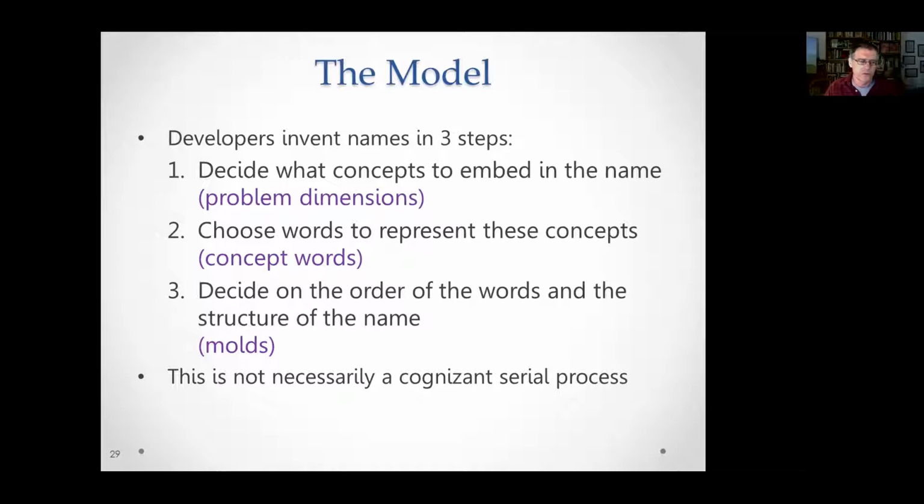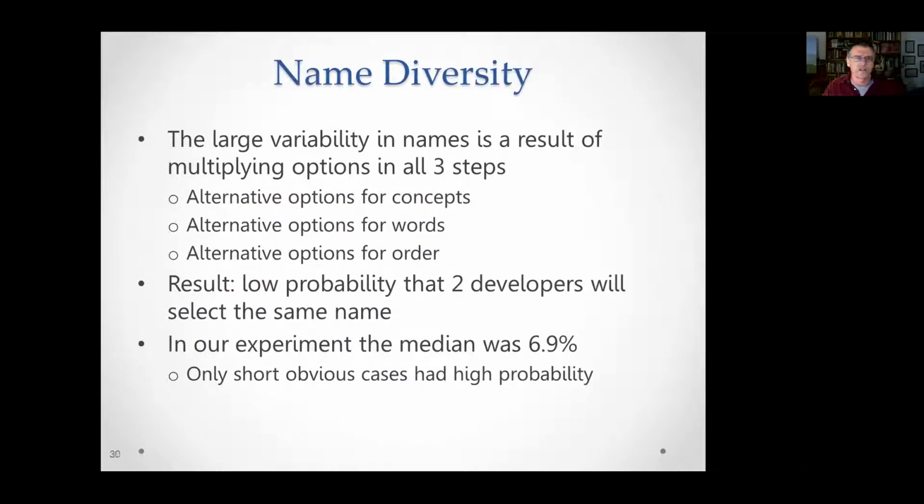Now, we do not necessarily claim that this model is explicitly followed by programmers, and that they actually think in these 3 steps in a serial process. However, we do claim that the model can be useful in understanding naming. For example, we think that the model can be used to explain the large diversity in names. And we suggest that maybe the large diversity in variable names is a result of multiplying the options in all of these 3 steps. In the first step, developers have alternative options for which concepts they decide to put in the name that are relevant for this variable. Then they have many options for which words to use to represent each concept, and they have different options for the order of putting those words together.